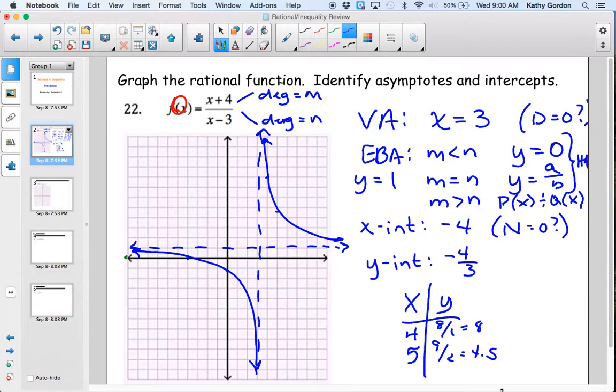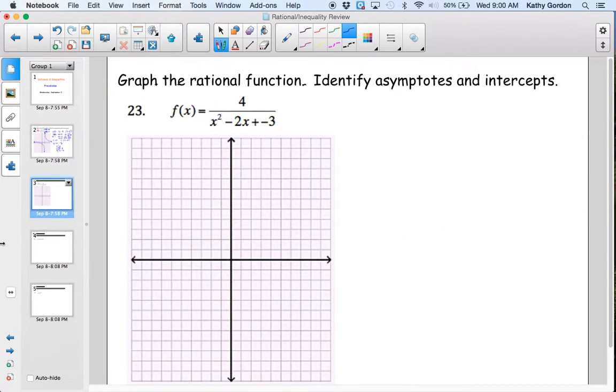Questions? All right, let's try the next one. Okay, so let's just break this down in pieces. First thing I want you to do is to find the vertical and horizontal asymptotes. Write down what you think your vertical and horizontal asymptote should be for this rational function.